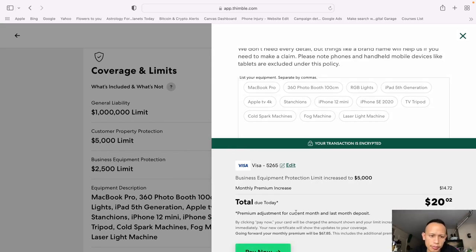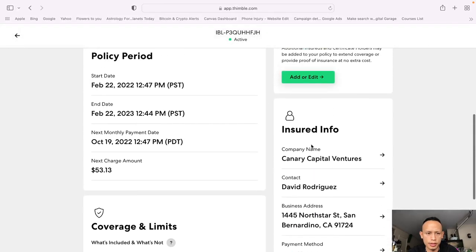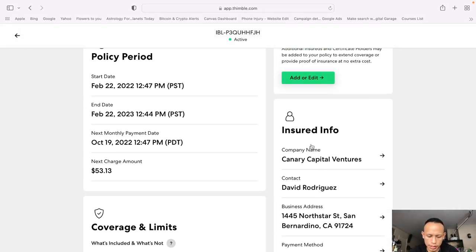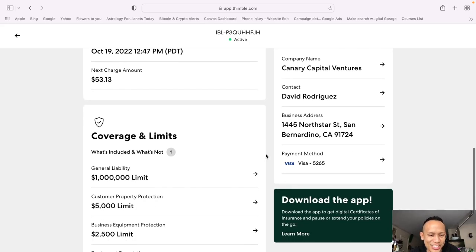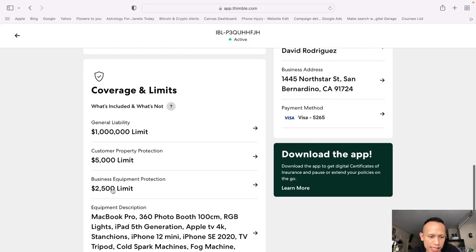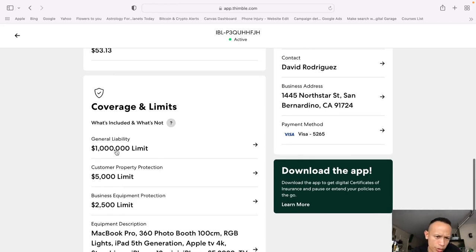So if I increase my business equipment protection to 5,000 from 2,500, I'm going to be paying an extra $14.72 a month, which would bring my total cost to, let me grab a calculator here, guys. I'm not fast at math. So 14.72 plus the current amount that I'm paying, which is $53.13. So I would be paying $67.85. That's actually way cheaper than TouchPix. So that's how much I would be paying if I want to maximize this to $5,000 for my business equipment protection. Now, out of curiosity, let's hop on over to general liability.